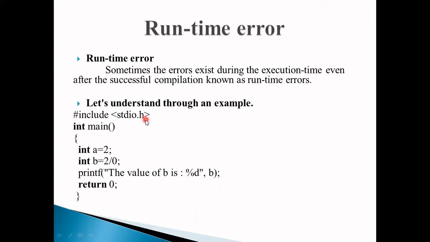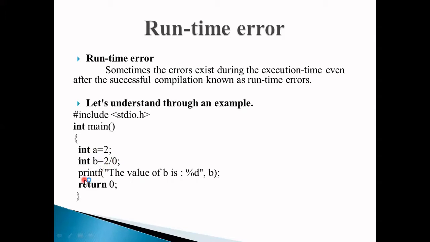Here we take #include header file stdio.h, meaning standard input output header file. Next is int, the data type, and the main function. Here is the curly bracket open. It defines the body of the whole program. Here we define two variables of data type integer, and we also assign values to those variables. a is equal to 2 means variable a stores value 2, and variable b stores 2 divided by 0. Semicolon indicates end of the statement.